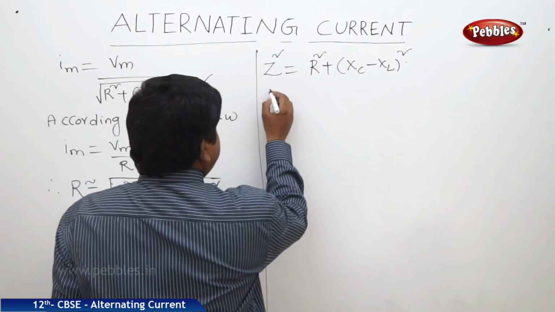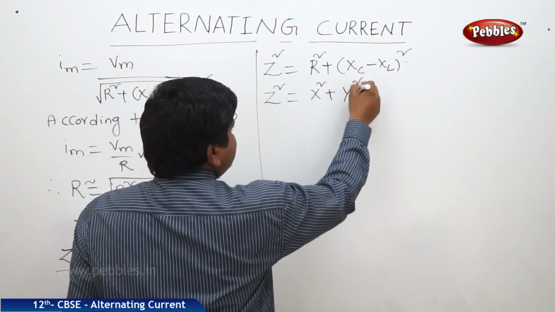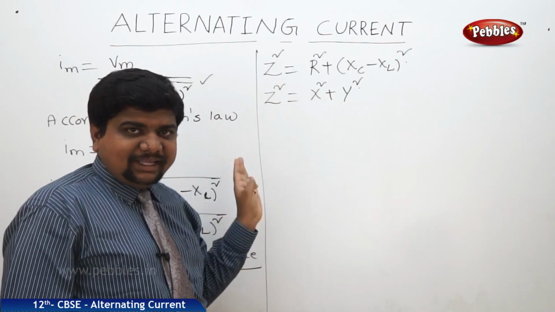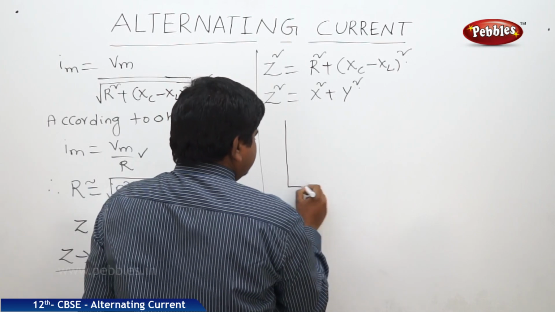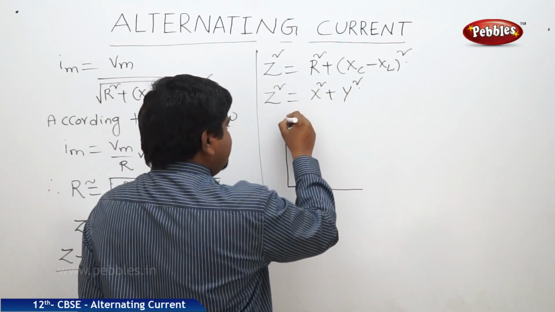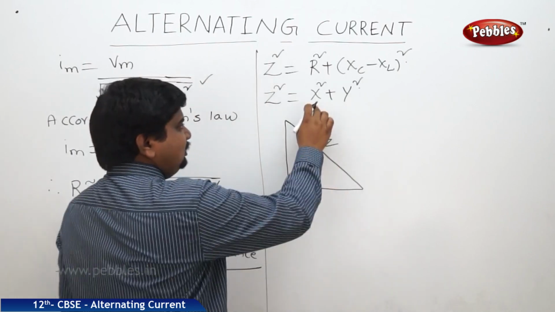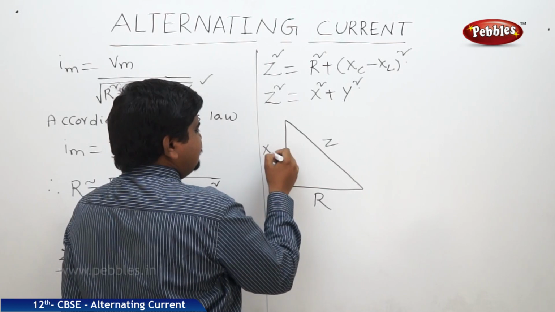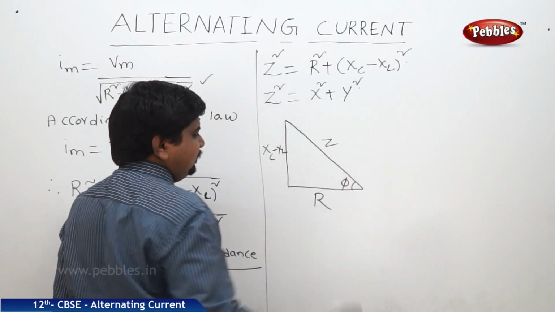Then try to compare this with X square plus Y square. So, how to point out these three things in a triangular shape with respect to the phi angle? Z square is in the place of the hypotenuse, that's why this is the hypotenuse Z. In the place of X we have R, and in the place of Y we have Xc minus XL. The angle between them is phi.